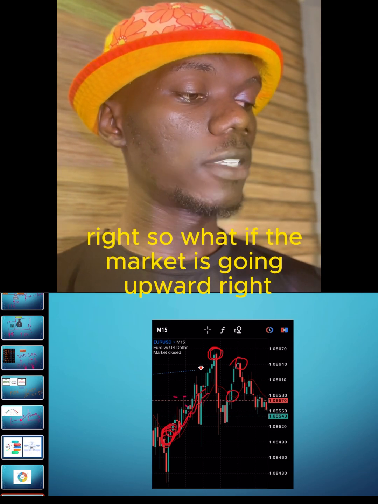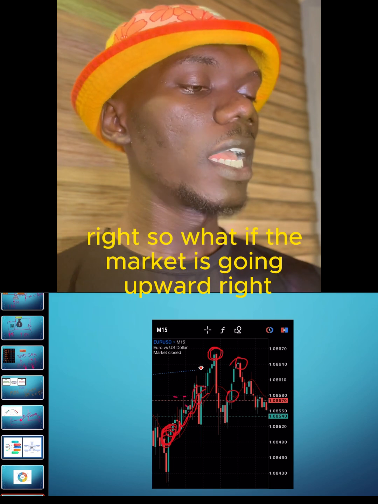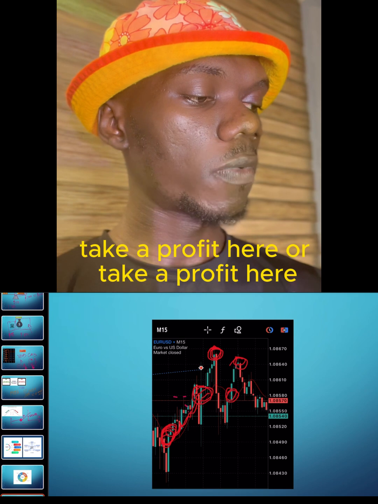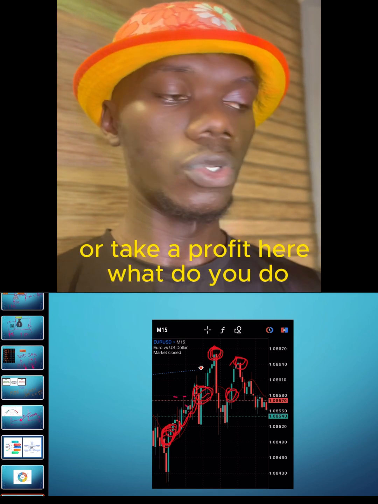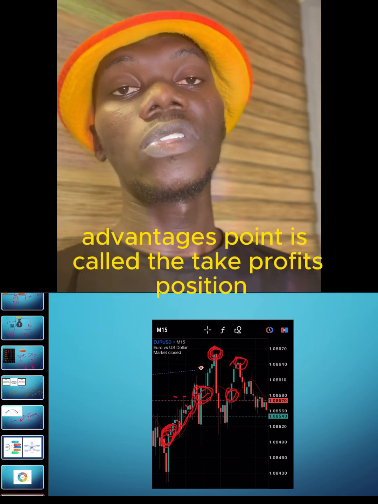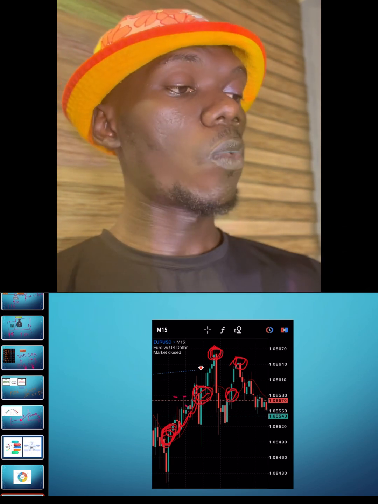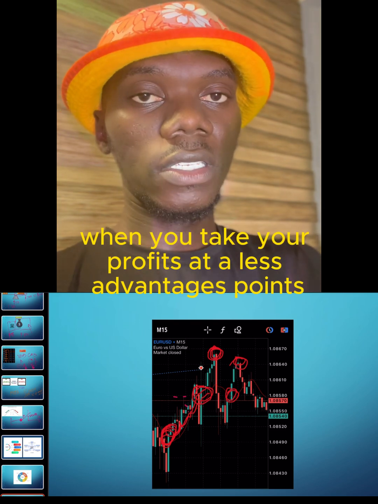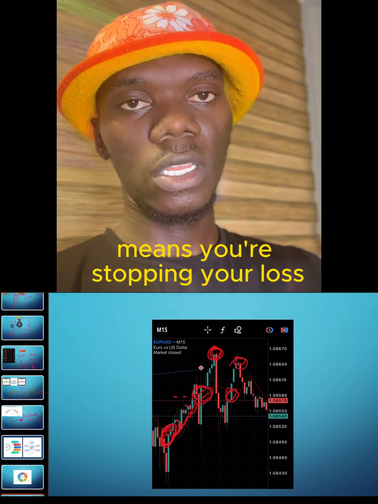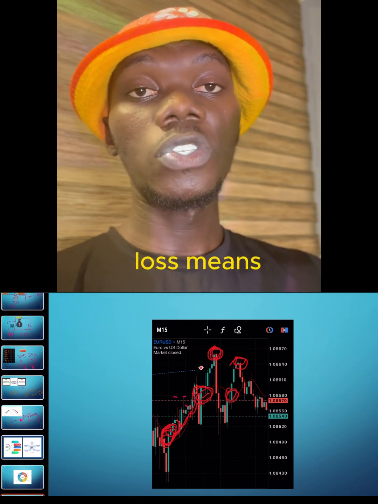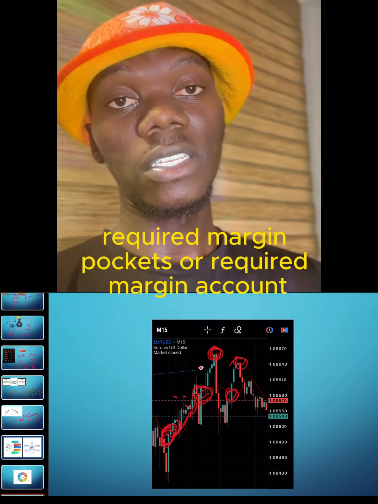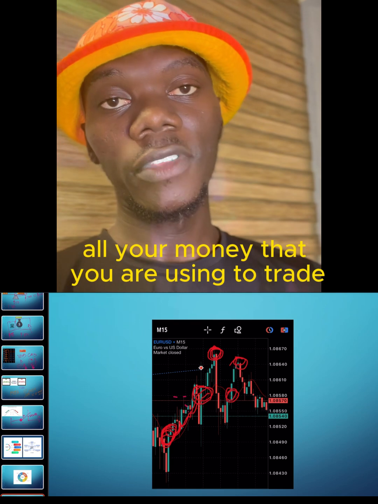But if the market is going upward, are you going to take your profits here, or here, or here? Taking your profit at an advantageous point is called the take profit position. But when you take your profit at a less advantageous point, it means you are stopping your loss. Stopping your loss means you don't want to lose everything in your required margin account. You don't want to lose all the money that you are using to trade.